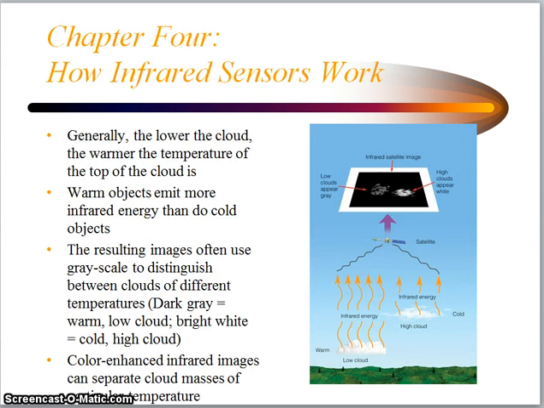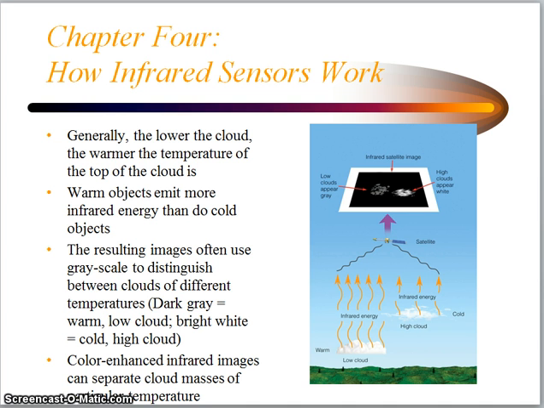So, how do these infrared sensors work that enable us to take cloud pictures when a particular part of the Earth is in darkness? Well, generally speaking, here's how they work. The lower the cloud, the warmer the temperature of the top of the cloud is. Warm objects emit more infrared energy than do cold objects, and so the resulting images often use this grayscale gradation that I mentioned to distinguish between clouds of different temperatures.